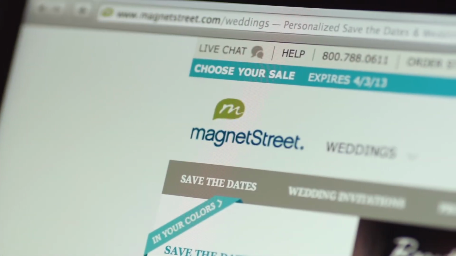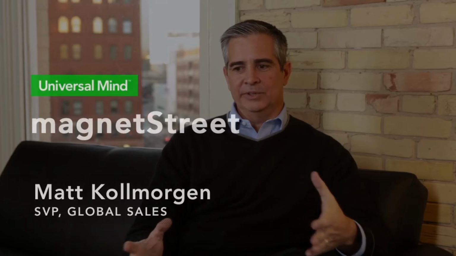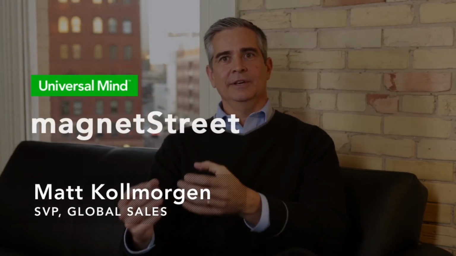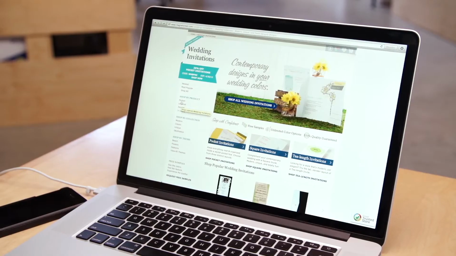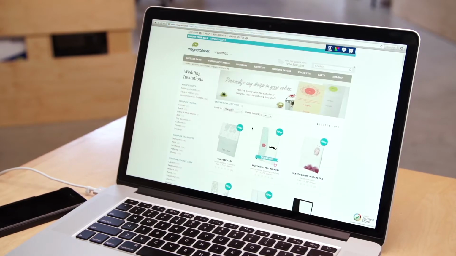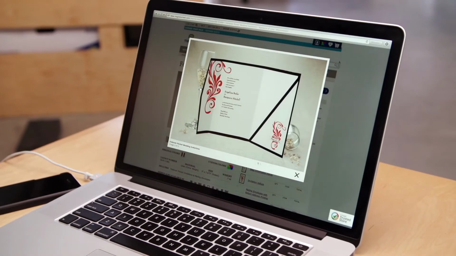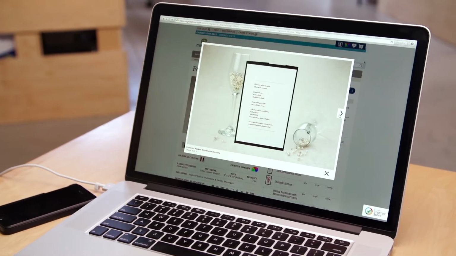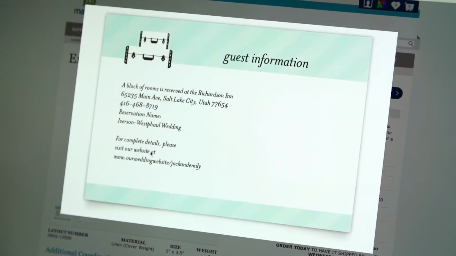Magnet Street knew they had a challenge. Their online experience did not match the elegance of what they were trying to convey in their wedding invitations. The whole wedding invitation package that they had was really complex, and there were all sorts of inserts and cards and messaging on the back and the open, and that really wasn't coming through the original tool.